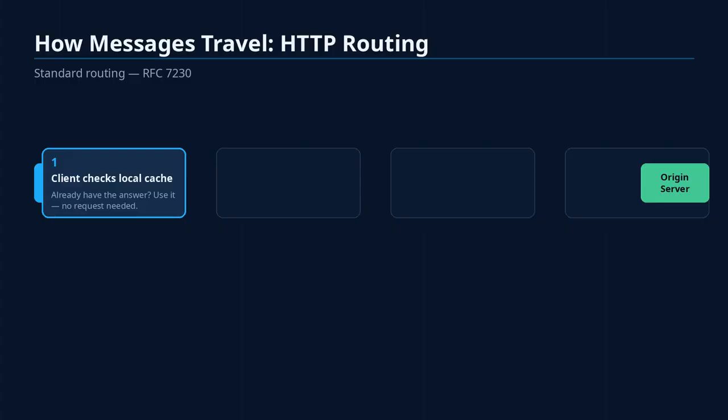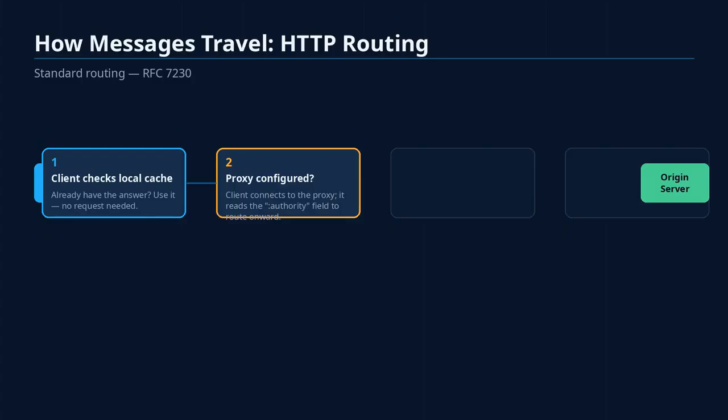No need to send anything at all. If not, it checks: is there a proxy configured for this target? A proxy here works like a regional sorting center for your mail. Instead of you personally delivering a letter across the country, you hand it to a hub that knows the fastest way to route it onward.